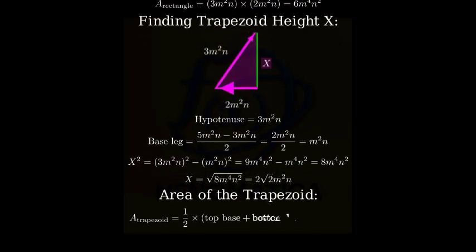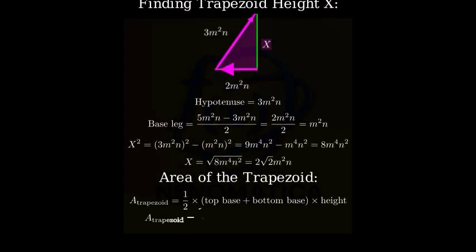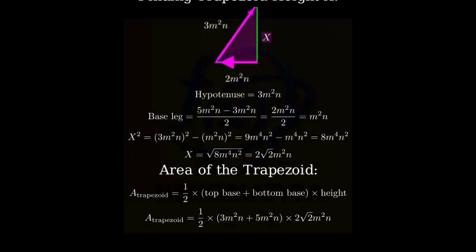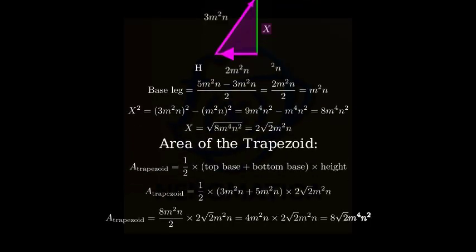The formula for the area of a trapezoid is 1/2 times the sum of the parallel sides multiplied by the height. Substituting our values, 1/2 times the sum of 3m squared n and 5m squared n multiplied by 2 root 2 m squared n. This simplifies to 4m squared n times 2 root 2 m squared n, which equals 8 root 2 m to the fourth power n squared.